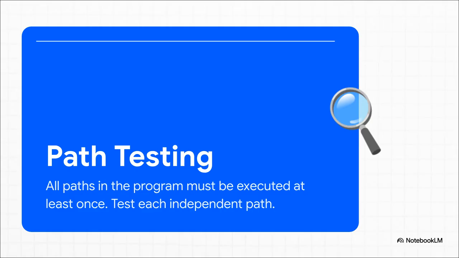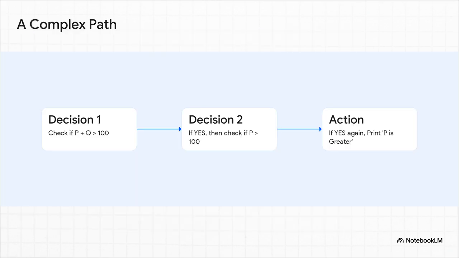Here, the goal is to test every single independent journey the code can take, from the very beginning to the very end. We call this a path. It's a unique route through all the logic. And as you're about to see, even in a simple program, the number of possible paths can get big fast. To really get this, let's look at a flow that's a bit more complex.